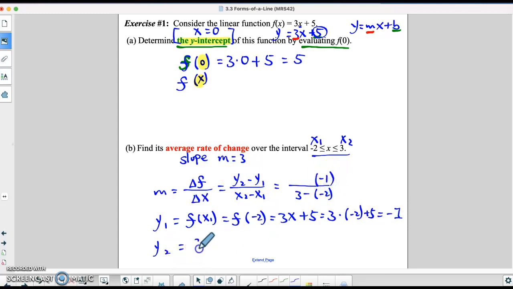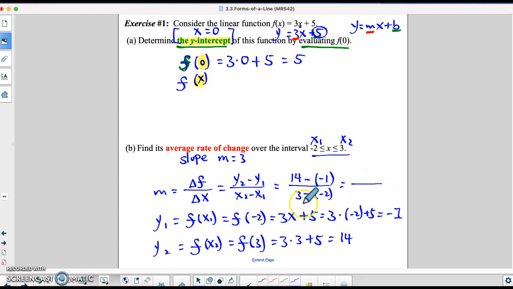Now y2 is the same thing as f of x2, the output. F of x2 comes from here, f of 3. So we're going to take 3 and go to the equation: 3 times 3 plus 5. That is 9 plus 5, that gives you 14. Okay, cool. So we're going to place 14 here. And remember there is subtraction between them.